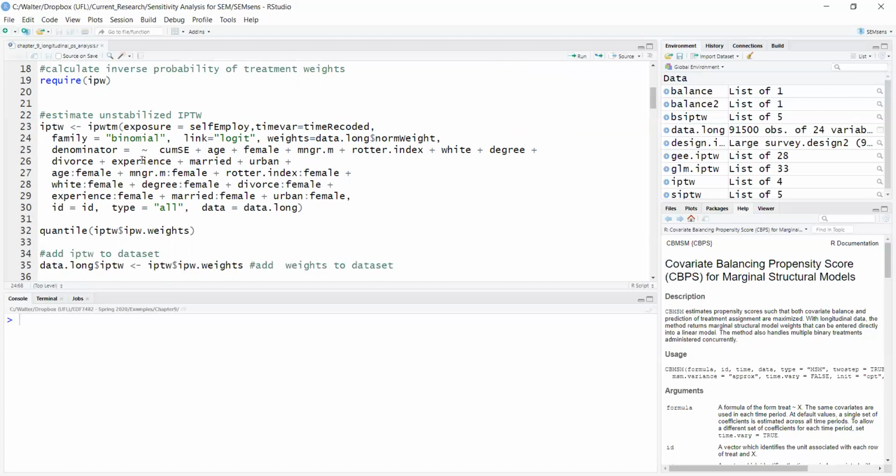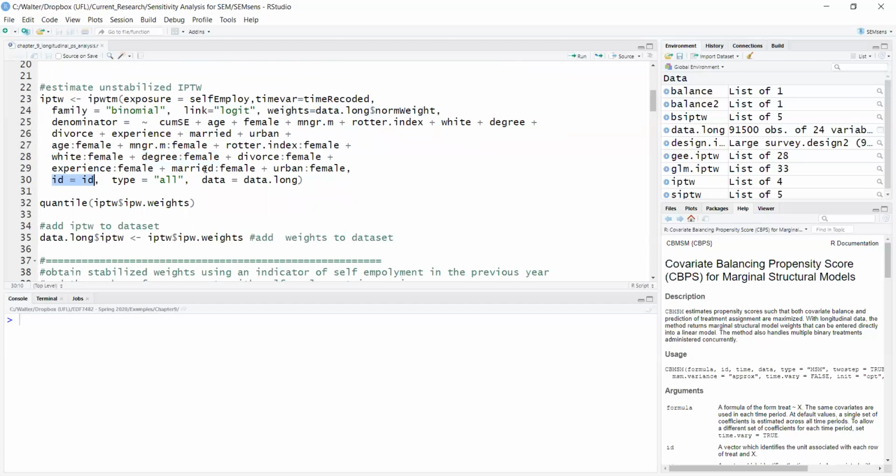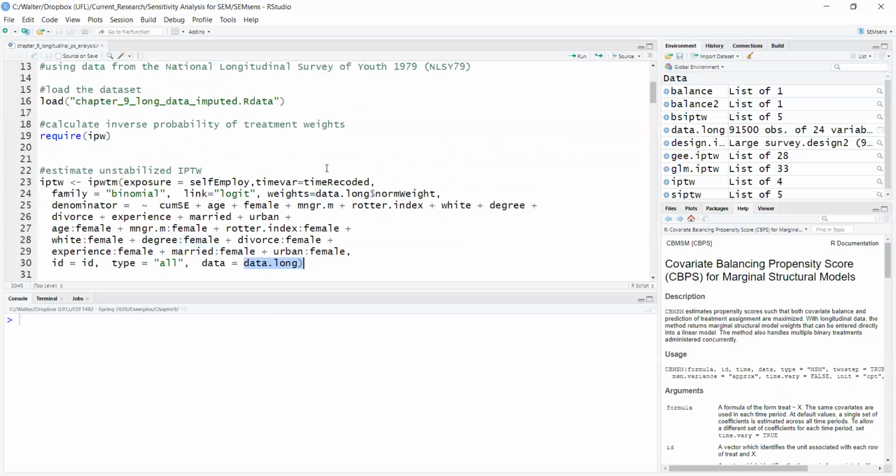The denominator is estimated with self-employment as a function of these main effects here plus these interactions. There are some interactions here, such as degree and female and other interactions. I declare also what the ID is for each individual, and I'm estimating a model for the entire data set with data that's called data long, which is data set in long format.